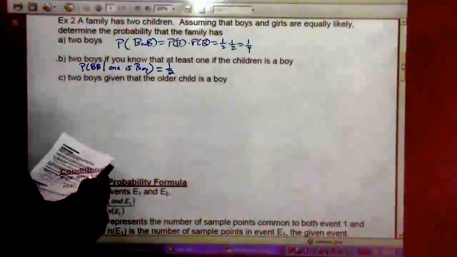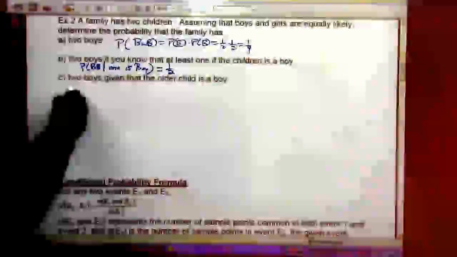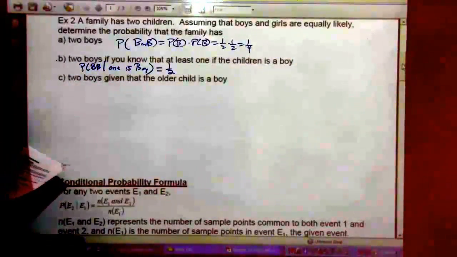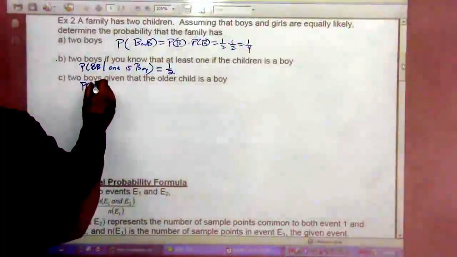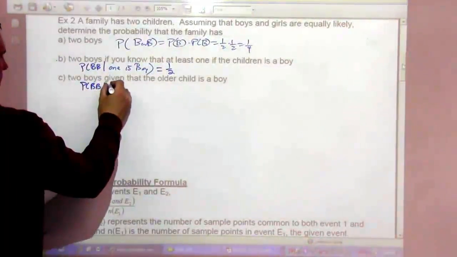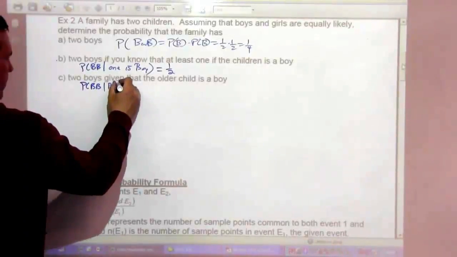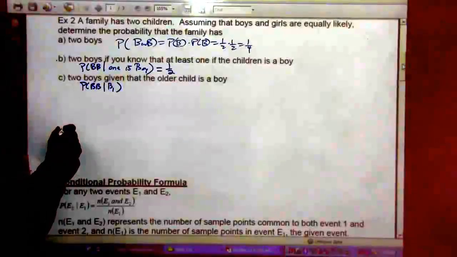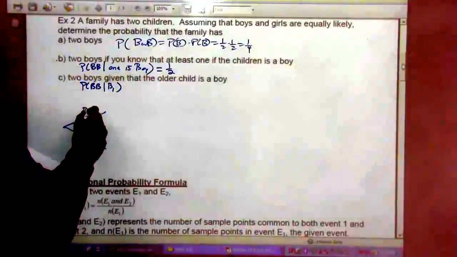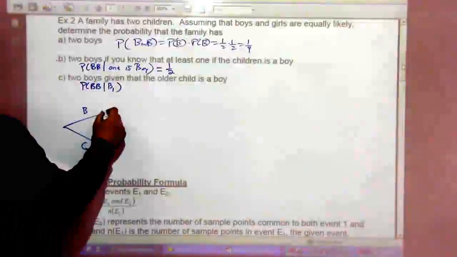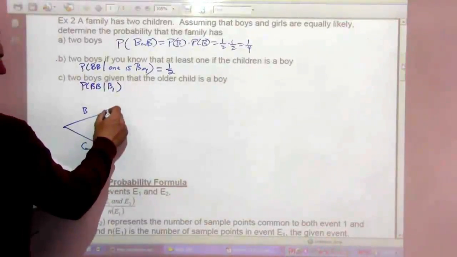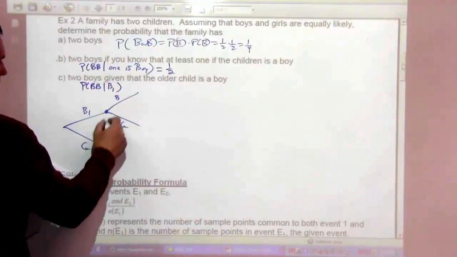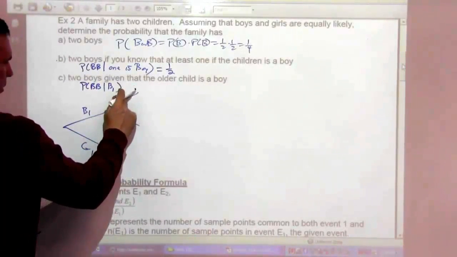For example, let me just draw a little diagram. Well, maybe I'll come back to this with C. 2 boys given that the older child is a boy. So probability of boy given boy was the first child born. So the first possibility that you could have had was boy, then girl. And then the second child born could have been a boy or a girl. So this is B1, G1, B1, B2, G2.